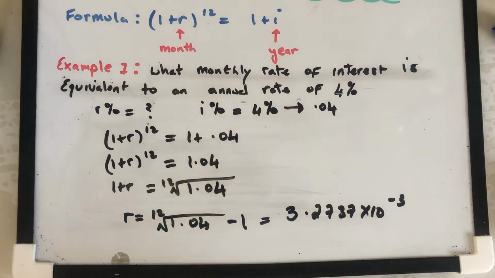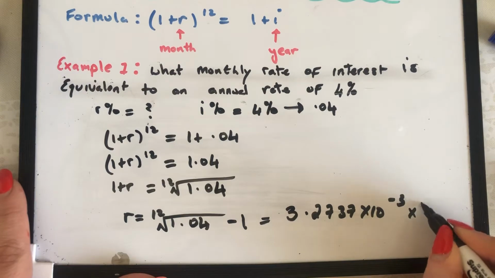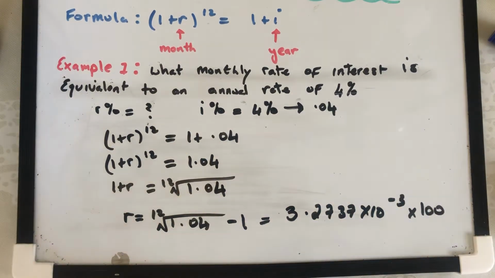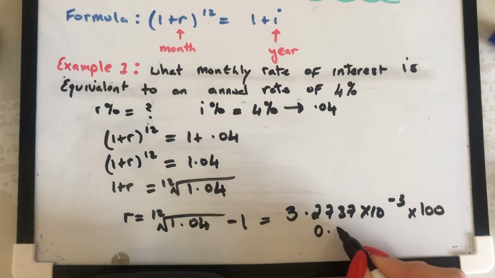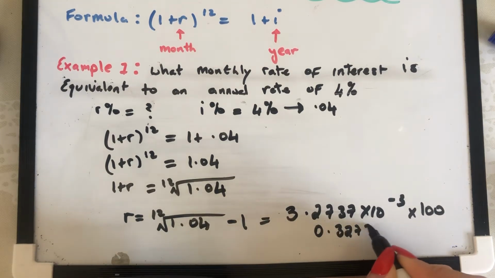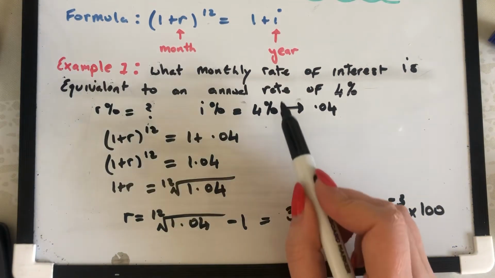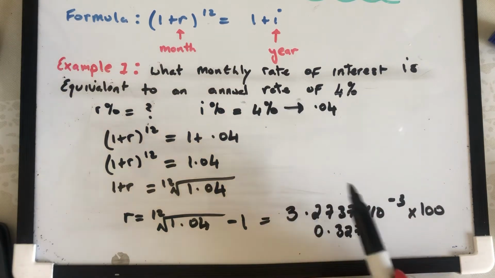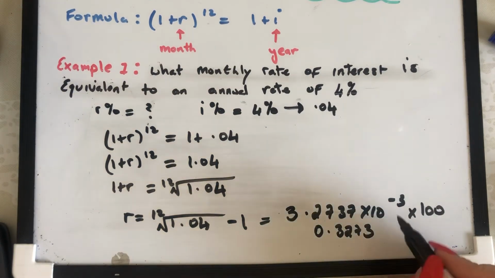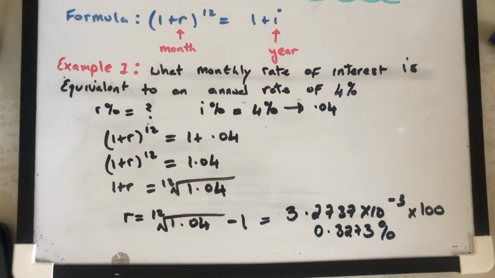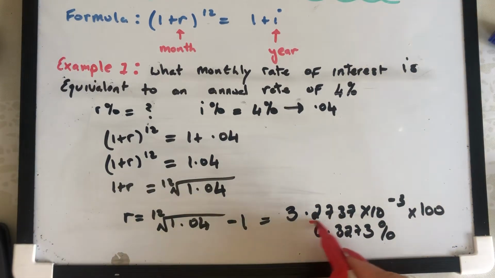Now bear in mind this is decimal and you want to go back to percentage. So we're going to multiply by 100. So now we have 0.3273 and that is our answer. So in other words, 4%, which is the yearly interest rate, is equivalent to 0.3273% monthly. So that's the answer to example 1.